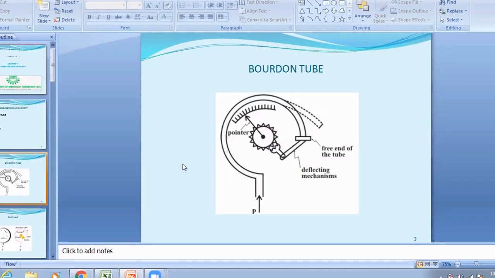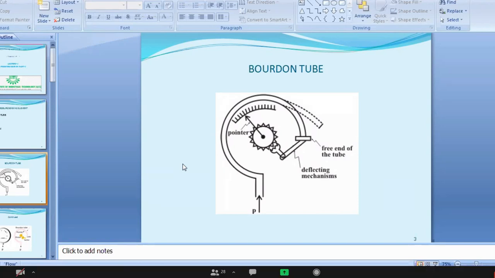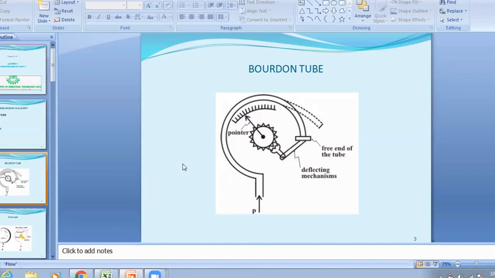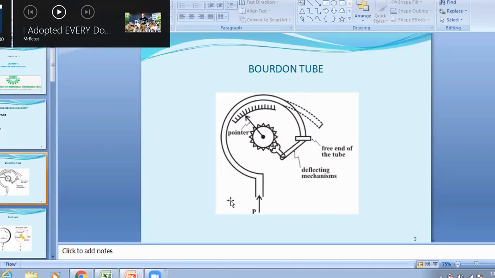As for applications, the Bourdon tube can be used in hydraulic pressure measurements, or in local applications like a foot pump. In the foot pump, the Bourdon tube is used to give the analog pressure reading. So those are the applications of the Bourdon tube. And this is the C-type structure.